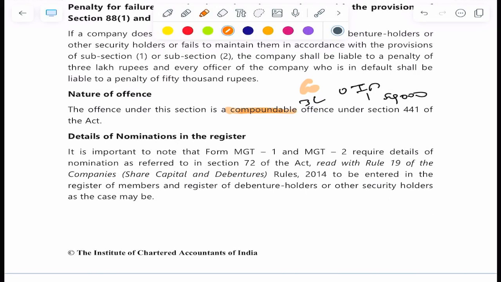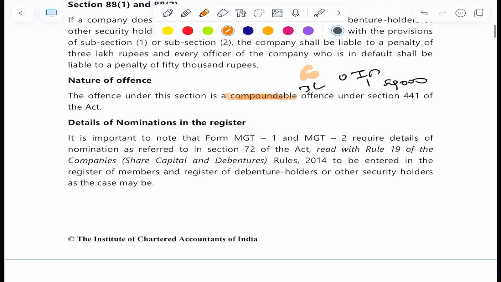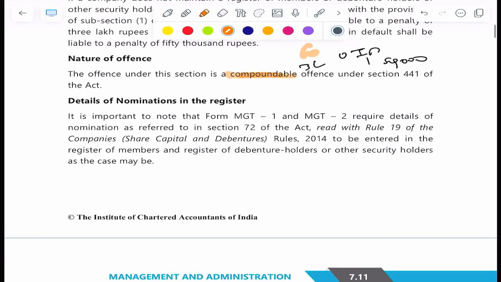Details of nominations in the register. It is important to note that Form MGT1 and MGT2 require details of nominations. Nomination is referred to in section 72 of the Act, read with Rule 19 of the Companies (Share Capital and Debenture) Rules 2014, to be entered in the register of members and register of debenture holders or other security holders as the case may be.